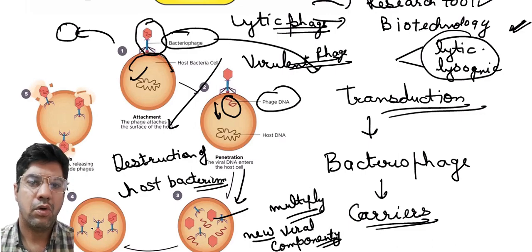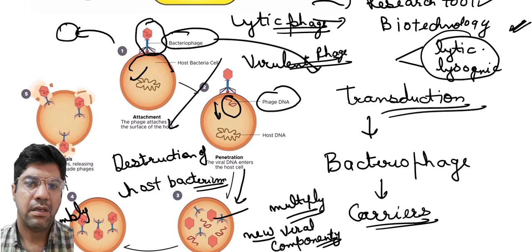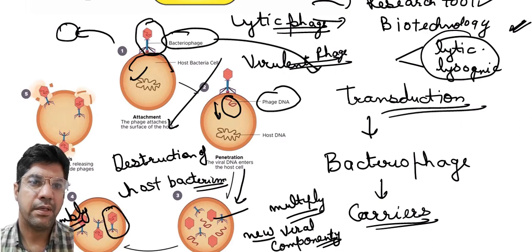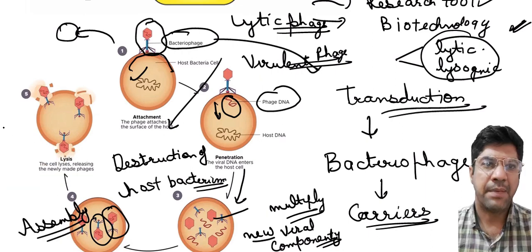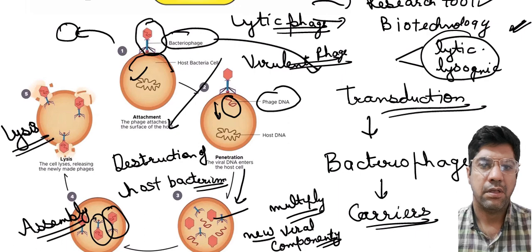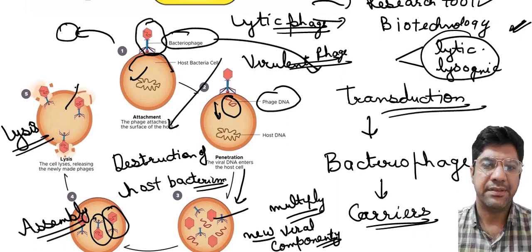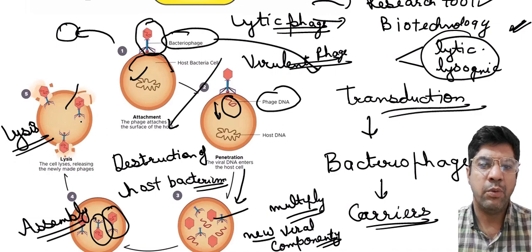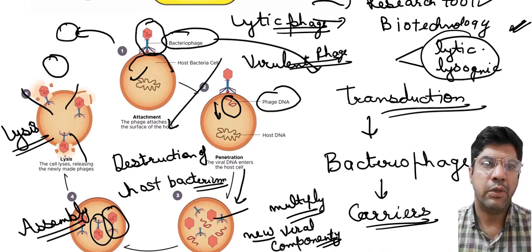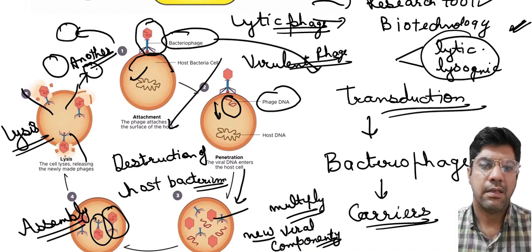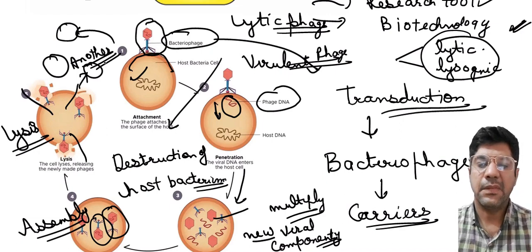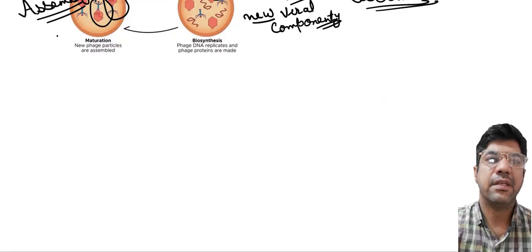The new phage particles are assembled from the synthesized components. The last step is lysis. The host bacterium lyses, it bursts, releasing the newly formed phage particles that can go into another host bacterium. This one is the lytic phase.